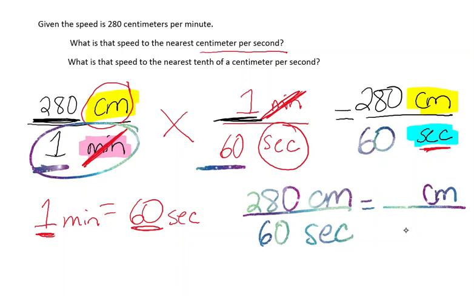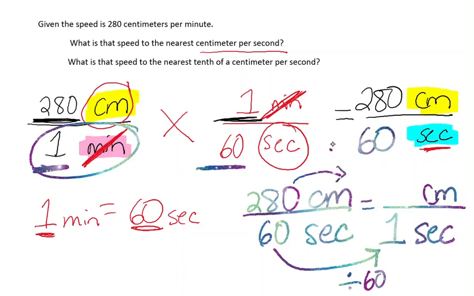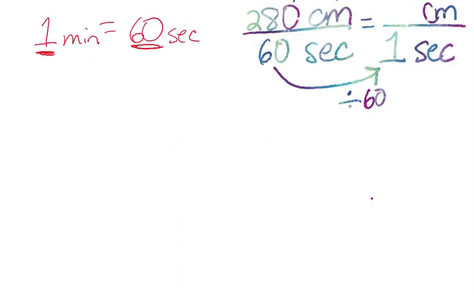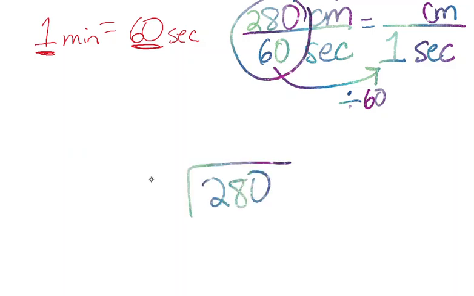centimeters per second, because centimeters per second means centimeters per 1 second. So to get from 60 seconds to 1 second, I would need to divide by 60. Whatever I divide the denominator by, I have to divide the numerator by the same thing. So let's divide. This is a division problem anyways. 280 divided by 60.